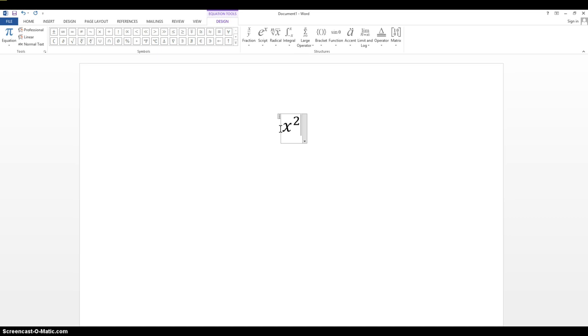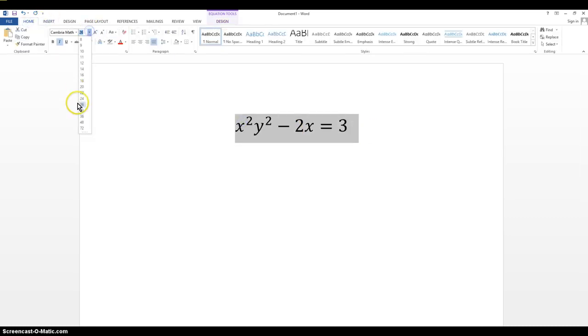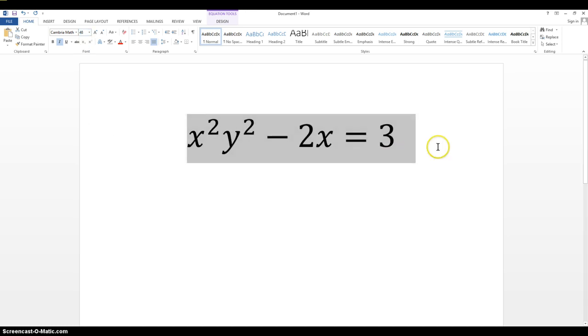x squared y squared minus 2x equals 3. I'm going to make this larger so that you can see it a little bit better. Alright, so usually, as I mentioned in the previous lesson, when you have something like this, that's usually a hint that you need to do implicit differentiation.